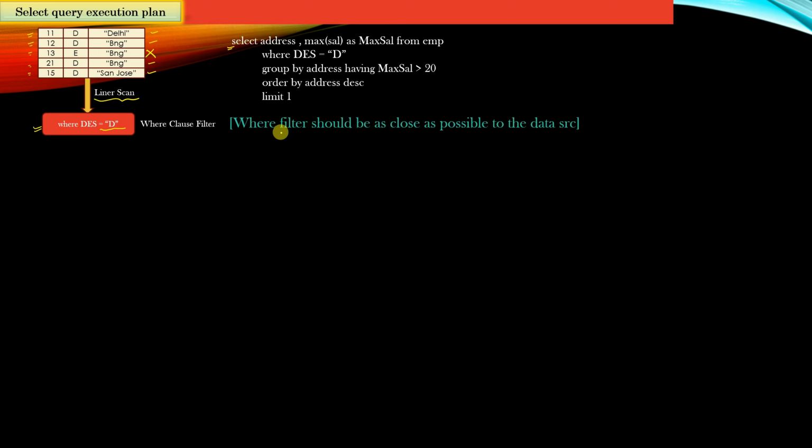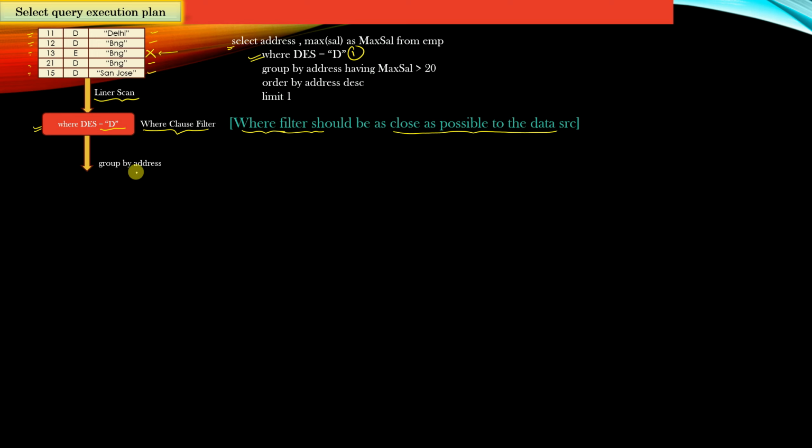Note that the where filter clause should be applied as close as possible to the data source. Here the data source is this table, and as soon as we read a record from it, we must apply the where clause so that unwanted records are filtered out as soon as possible, in the very early stage of the query execution. So the very first thing is to apply the where clause of the select query.